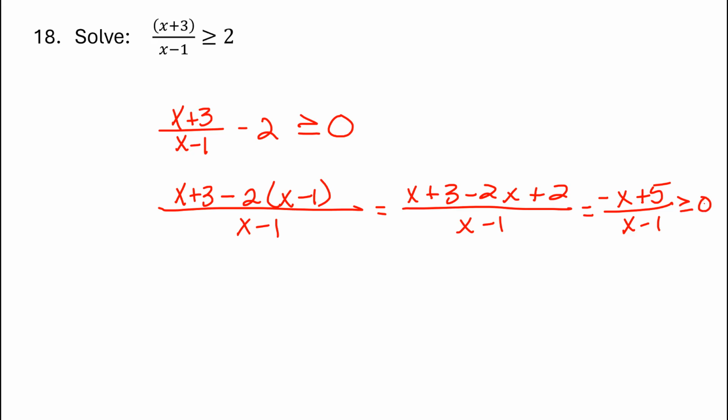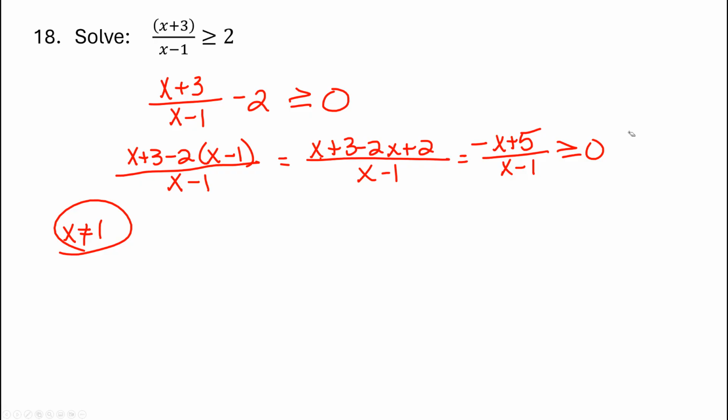So we just need to figure out, when is this equal to 0 and when is it greater than 0? First of all, we want to make sure that we remember that x can never be 1, because that would make the denominator 0. So we don't want that. So we have (negative x plus 5) over (x minus 1) is greater than or equal to 0. So when does that happen? When is it positive or 0?